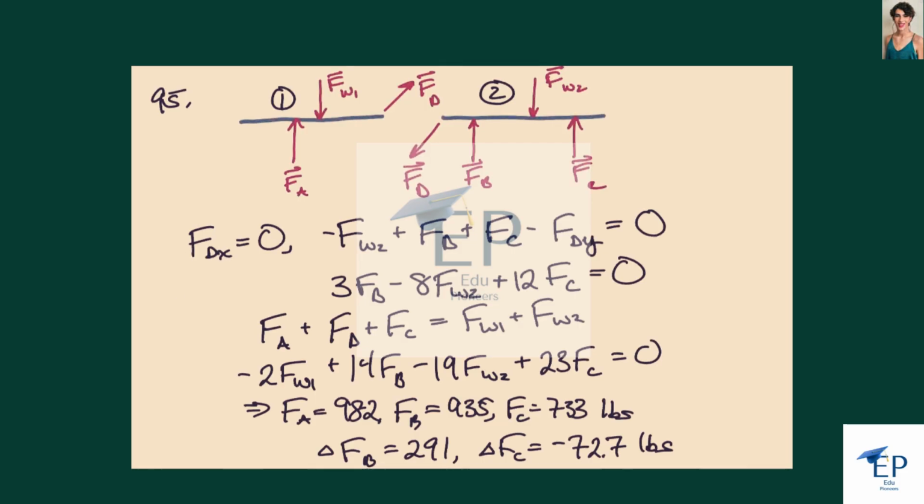In this problem, we're told that we have a pickup truck towing a trailer. So we can basically just look at these things as bars. Here's the pickup truck, here's the trailer. We have the weight of the pickup truck acting through its center of mass and the weight of the trailer through its center of mass.